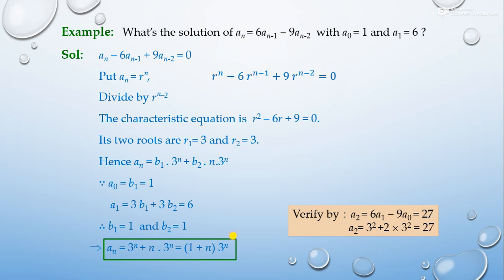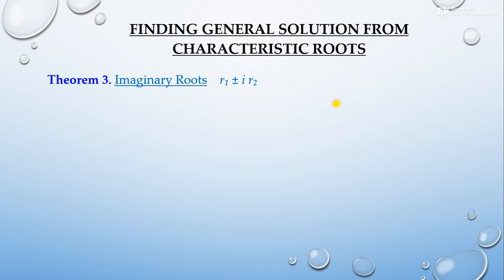And after that, by the solution you can find the value of a2. Put n equal to 2, so you will get a2 equal to 3 raised to the power 2 times (1 plus 2), which gives 27. So both are equal, so this is verified: our solution is the correct solution of the given recurrence relation. It's clear? Okay, so now going on to the next roots.